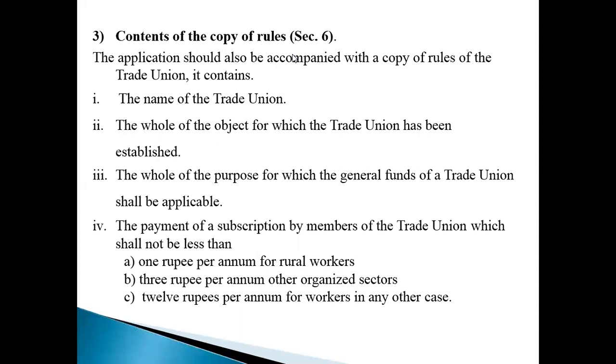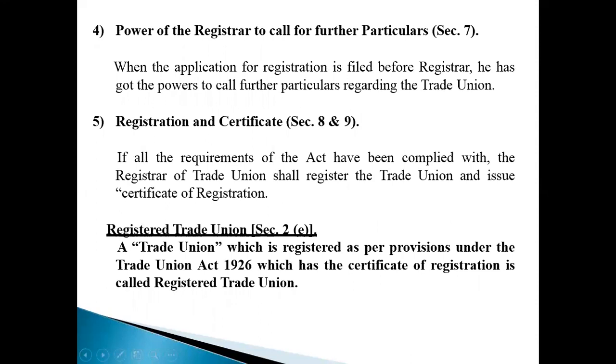Then the fourth one: the payment of subscription by members of the trade union should not be less than 1 rupee per annum for rural workers, 3 rupees per annum for other organized sectors, and 12 rupees per annum for workers in any other case. So this is the very minimum contribution decided under this particular act. As we know, this is quite an old act, so the contribution is according to that act, and that is mentioned in it, right?